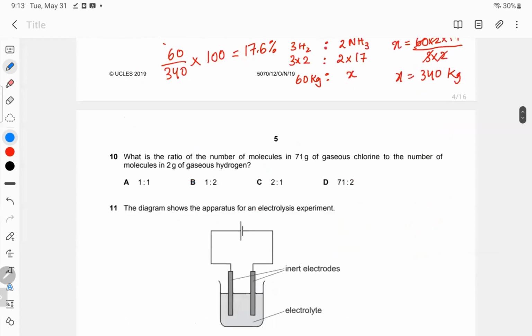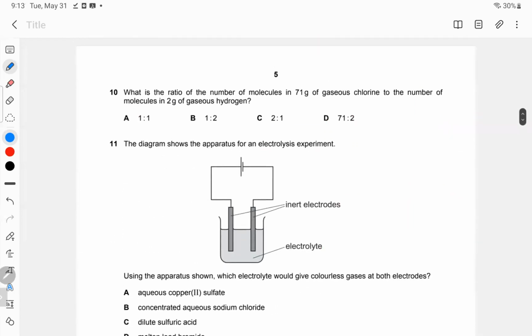Yes, sir. Question number 10. What is the ratio of the number of molecules in 71 gram of gaseous chlorine to the number of molecules in 2 gram of hydrogen? Okay. So if we talk about chlorine and hydrogen, if I talk about the 71, it's 71 gram, isn't it equal to its MR? And if I talk about 2 gram, then isn't it equal to its MR?